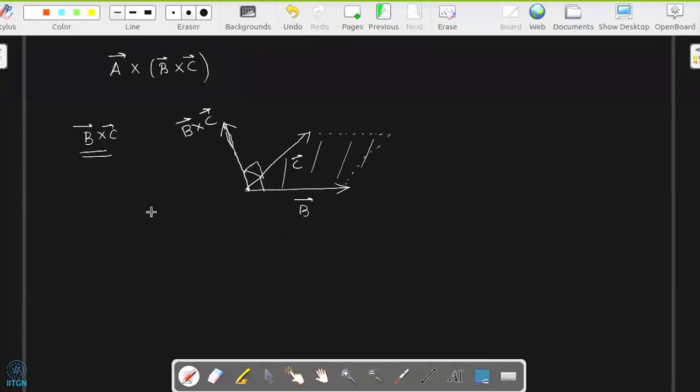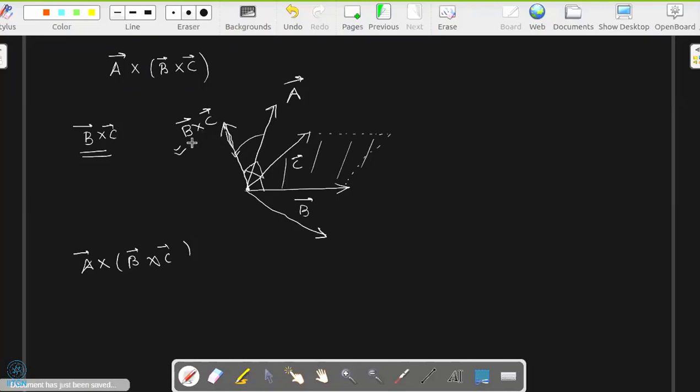Now if this is vector A, we have to find vector A cross vector B cross C. We have this vector B cross C, and we have to take the cross product of vector A with it. So we take our right hand and rotate from vector A towards vector B cross C. Then you will find the vector product of these three vectors will be perpendicular to vector A as well as to the cross product of vector B and C.